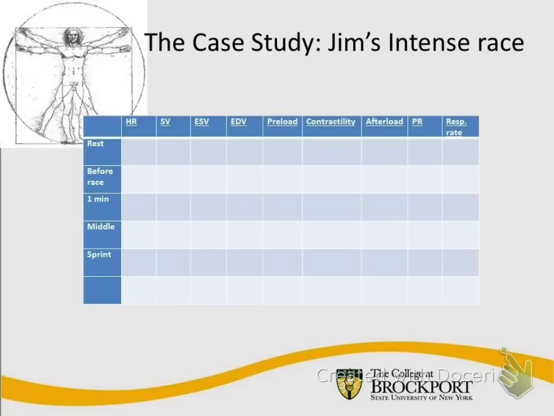So let's take a look at the slide. Here we go. This is pretty tough. So let's only talk about before the race. We know that Jim's heart rate is elevated. It's 85 compared to 65 at rest. So I would draw an up arrow. That means it's increased, and one arrow means a little bit. What about stroke volume? Well, we just saw that the sympathetic nervous system increases stroke volume.